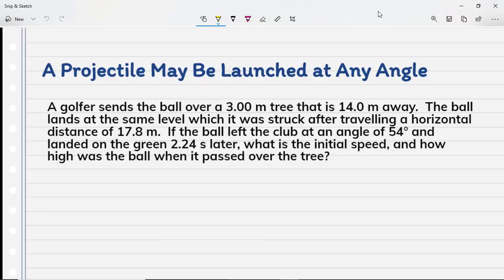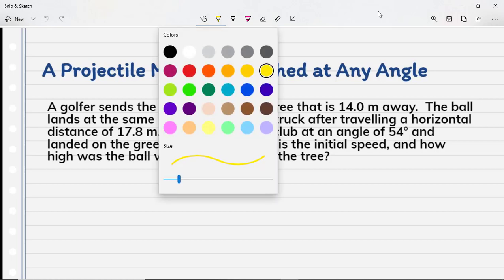Let's move on. A golfer sends the ball over a 3-meter tree that is 14 meters away. The ball lands at the same level at which it was struck after traveling a horizontal distance of 17.8 meters. If the ball left the club at an angle of 45 degrees and landed on the green 2.24 seconds later, what is the initial speed and how high was the ball when it passed over the tree? So we have quite a bit of information here. So let's break it down in terms of what we're trying to look for first.